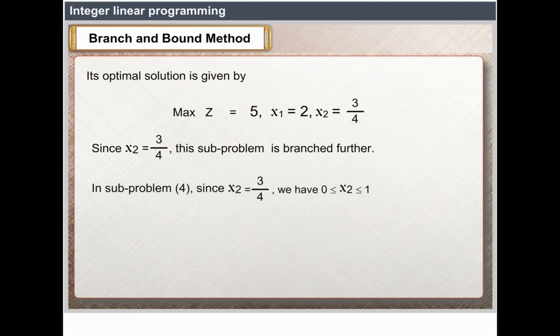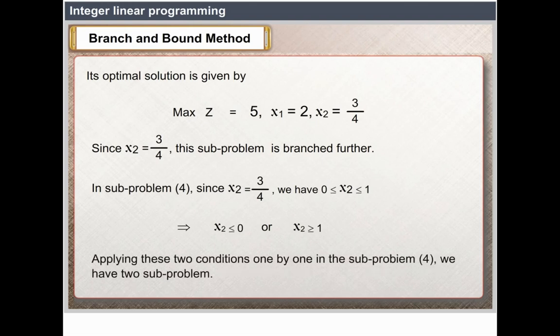In subproblem 4, since x2 = 3/4, we have 0 ≤ x2 ≤ 1. This implies x2 ≤ 0 or x2 ≥ 1. Applying these two conditions one by one in subproblem 4, we have two subproblems.